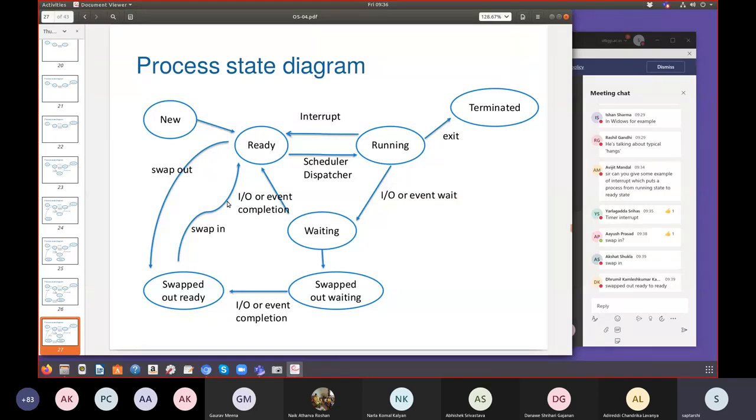Maybe some amount of space has now been freed on the memory. So the OS, the kernel, decides that a process can be swapped in. Or maybe it's the turn of this process to run now. If it is in the swap space, it has to be brought into the memory. This mechanism is called swapping. So from swapped out ready, it goes to a ready state.